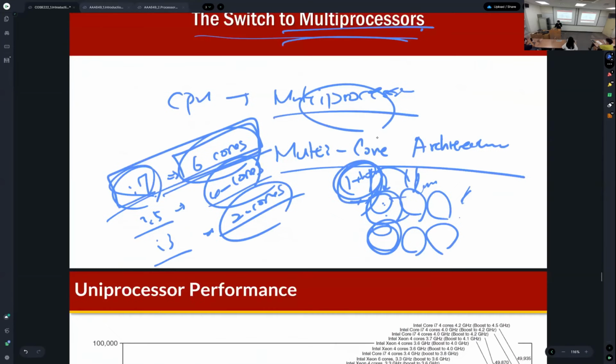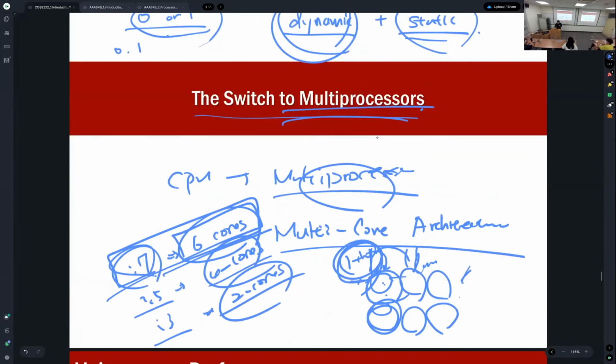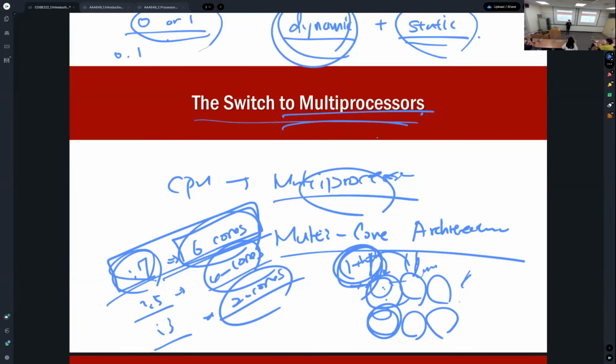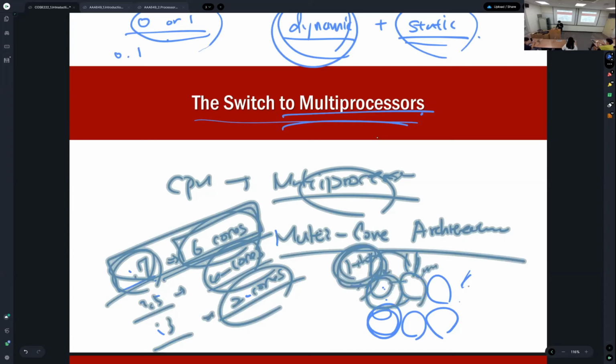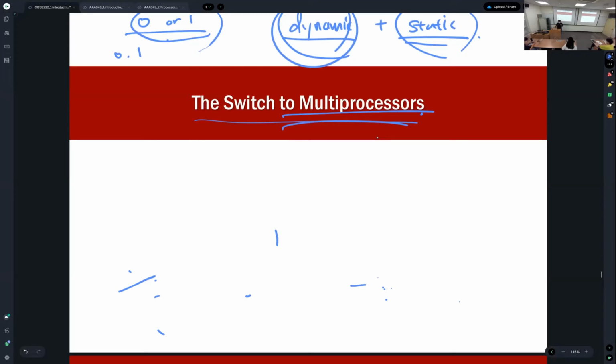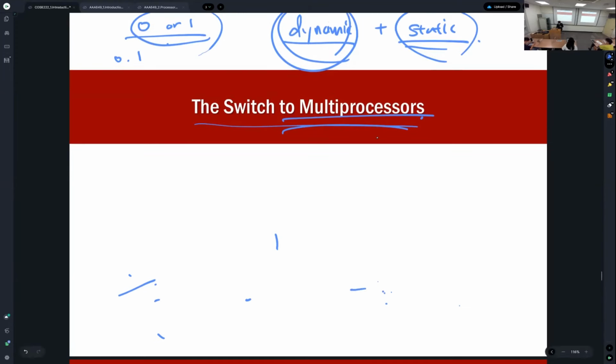So actually, I also explained that we used multi-core architectures to improve performance. When we learned about the performance of the CPU, you need to remember the equation to measure the performance of a single core CPU. What is it? I mean the response time, T execution equals instruction count times CPI.